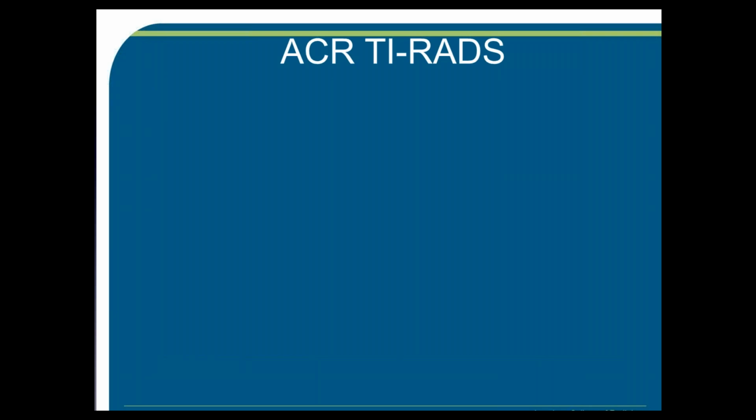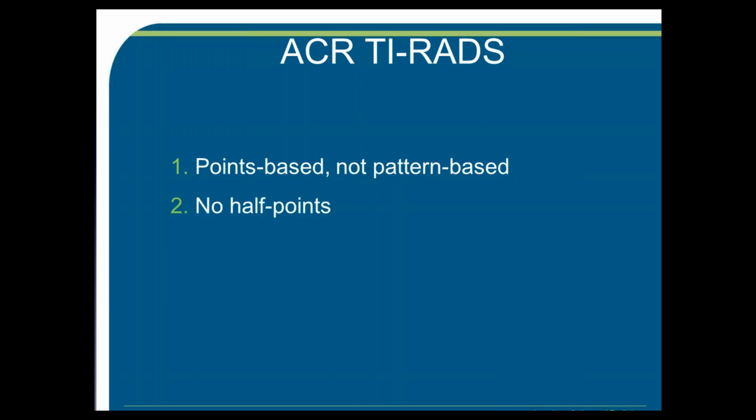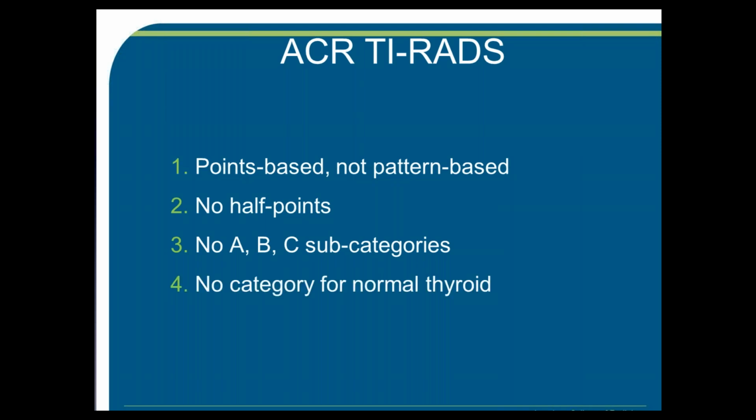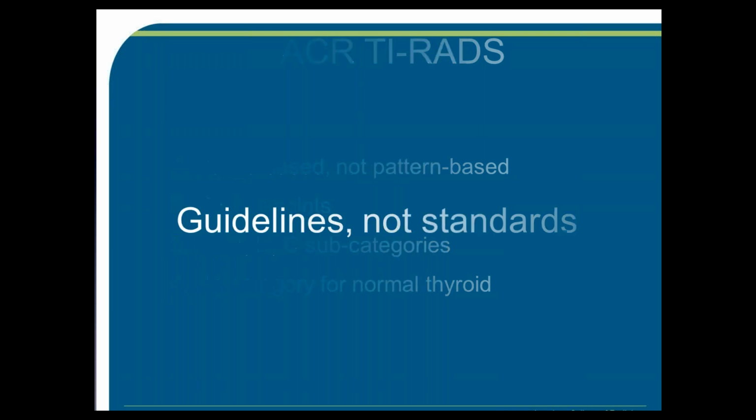In our deliberations, we decided to do several things that departed from what other groups had done. First of all, we wanted to be points-based and not pattern-based, for the reason I mentioned earlier related to the ATA guidelines. Second, we wanted no half points because the math would be easier with integers. Third, we decided not to have A, B, and C subcategories as some other systems have used, again to make it simpler. And finally, no category for normal thyroid, because you hardly ever see a normal thyroid anyway, and that would be a good waste of a category.